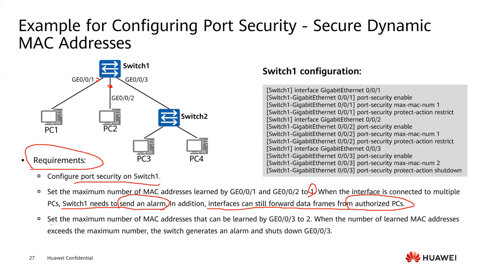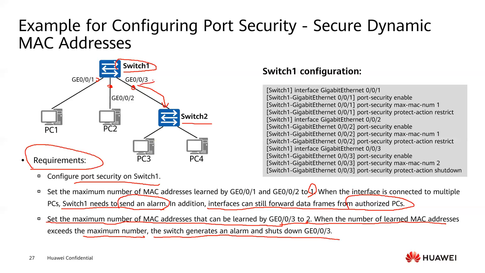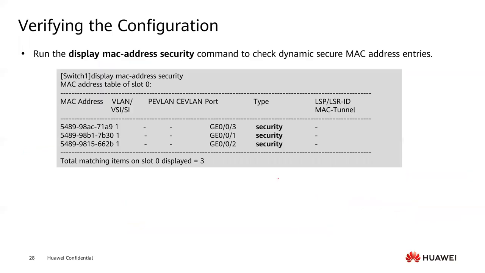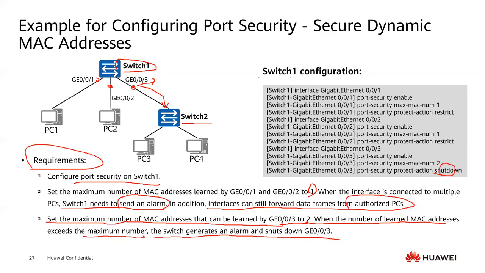And then, okay, we will find that we need to set the maximum number of MAC addresses that can be learned by this interface. It is about the port on switch one, just because in this switch one, we still have a downstream switch. It is switch two. When the number of learned MAC addresses exceeds the maximum number, the switch will generate alarms and shut down this interface, so you should know that for this interface, we should set the protect action to shutdown. Okay, so what do we need to configure on switch one? For all the interfaces, we need to enable the port security feature. And for different ports, we need to set a different MAC number, and for different ports, we need to set a different protect action.